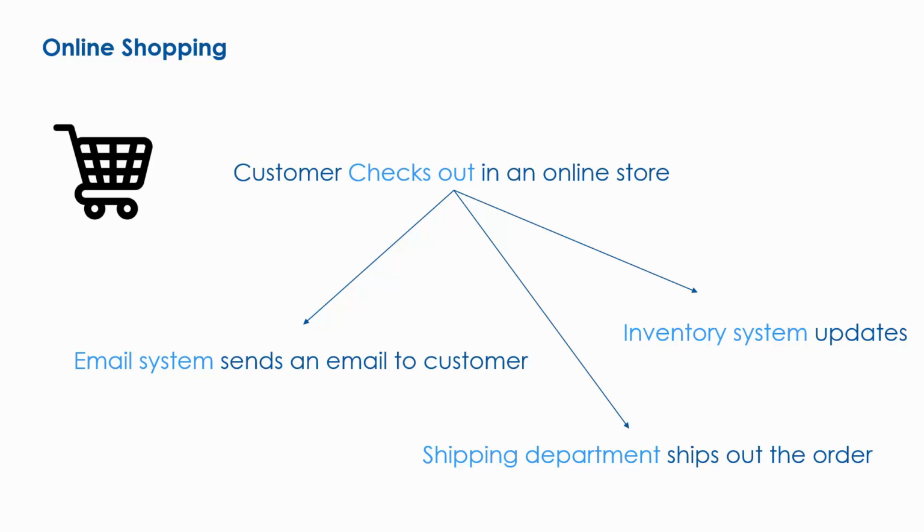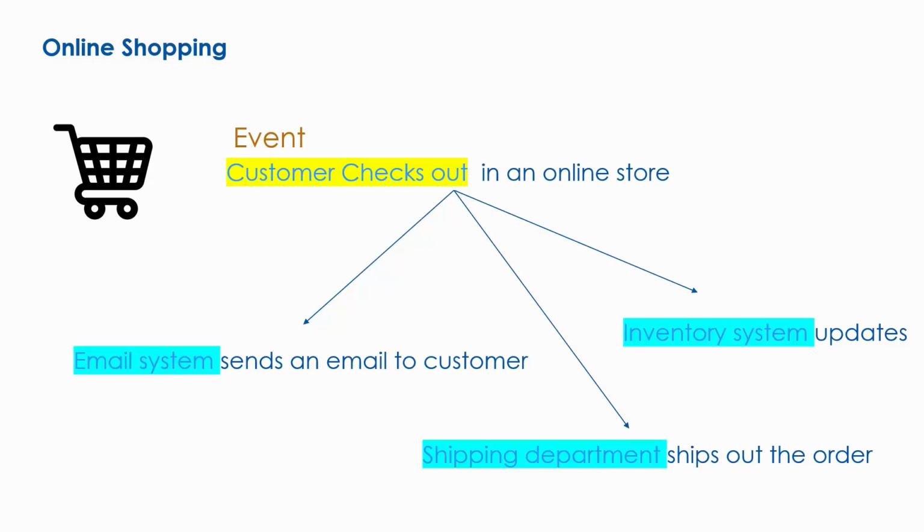This something of interest, which is the customer checks out, is referred to as an event. And all of the subsystems that are interested in getting notified about this event are referred to as the consumers. Events occur naturally in all business scenarios. Let me give you a more formal definition of events.